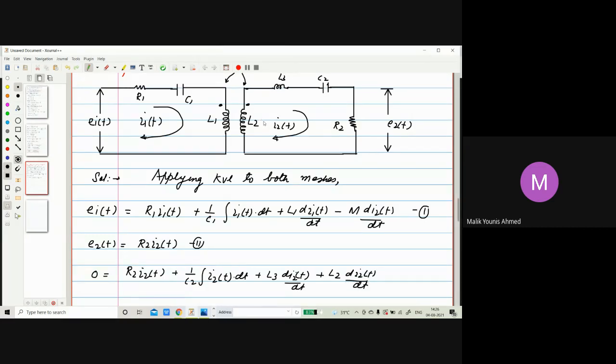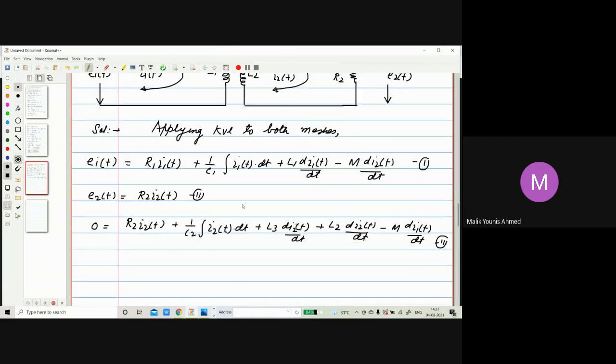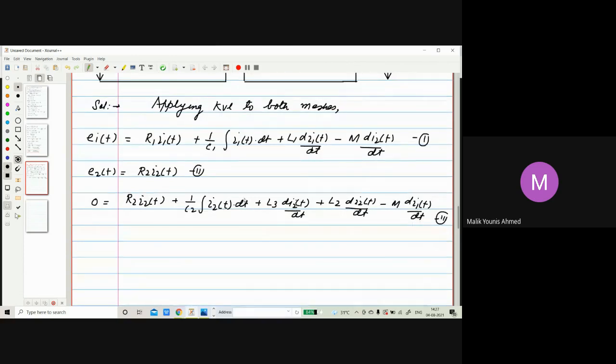The leftover is only the mutual inductance, since again the currents, one is going from coil to dot, another is going from dot to coil. So in this case, what will happen? It will be negative, and negative will be M di1 by dt. Let's call it equation number third. So these are the three equations you require for determining the transfer function. These are very important and very simple equations. We have done lots of numericals in network analysis on the basis of these.